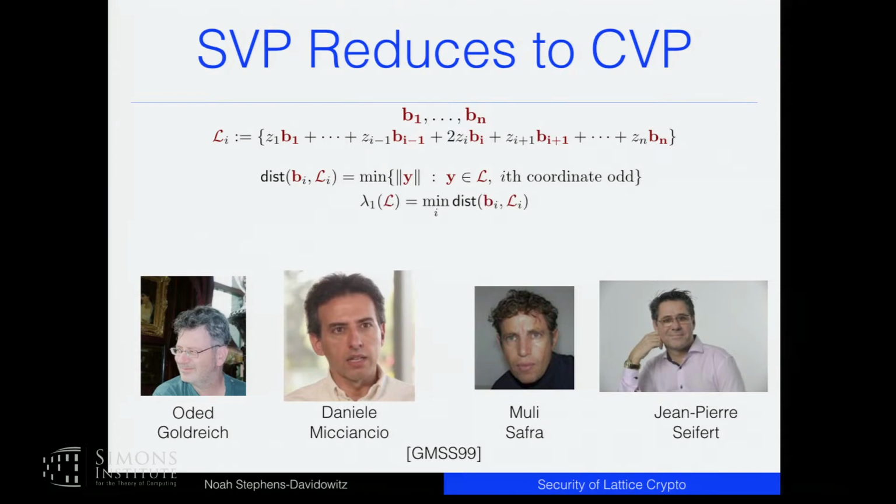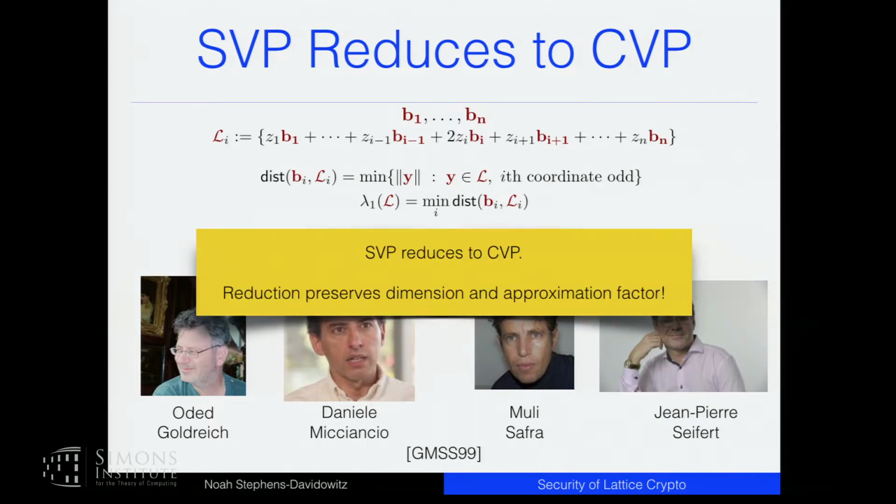Yeah? Which means that lambda1 is just the minimum over all i of these distances. Why? Because a shortest non-zero vector can't have all even coordinates. If all of its coordinates were even, you could divide by 2 and you'd get a shorter vector. So there must be at least one odd coordinate. So one of these minimums has to be lambda1. Does that make sense? Very simple reduction.